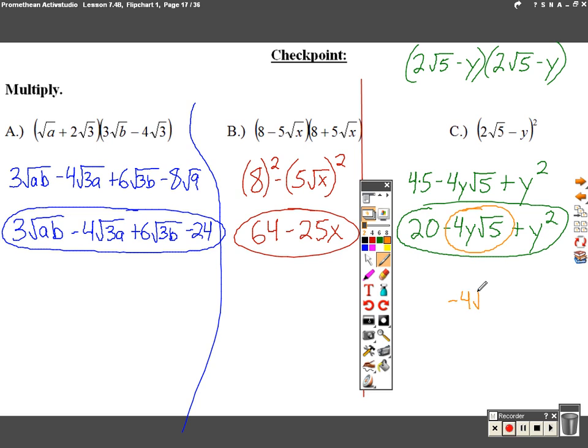Something else I want to point out, anytime you have a term that contains the radical, some of you may have written this as 4 times the square root of 5 times y. That is correct. However, you typically want to put the factor that's the square root at the end, like I did here, because sometimes it is misunderstood and it appears as though this y is underneath the radical. So typically just make sure you put the radical factor at the end, as I did.